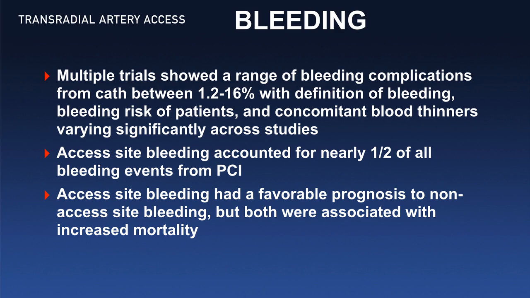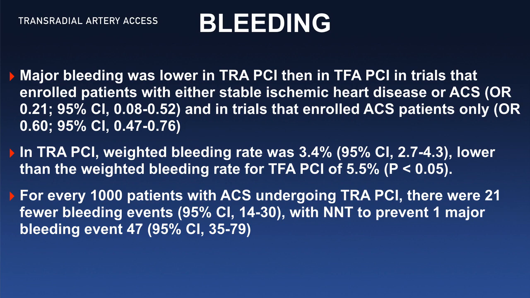So bleeding is important, and what we find is that major bleeding is lower when we use radial approaches to angioplasty compared to femoral approaches. In trials that enrolled both stable and hospitalized patients, there was a benefit, but the benefit was greater in patients that were hospitalized. Patients who have ACS or who are unstable, have heart attacks, have higher risks of complications and bleeding. The weighted bleeding rate in the radial approach was about 3.5%, compared to the femoral approach, which was more like 5.5%, and that was statistically significant.